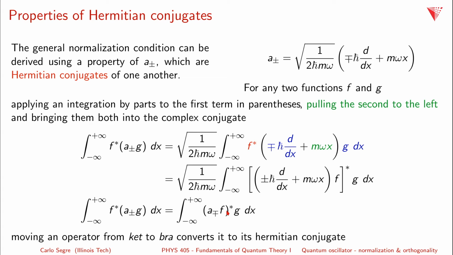So what this means is that the a plus converts to a minus and the a minus converts to a plus. And that's the meaning of a Hermitian conjugate. If we move an operator from the ket, which is over here, to the bra, which is over here, it turns into its Hermitian conjugate. And we'll say more about that in chapter 3. But suffice it to say that a minus and a plus are Hermitian conjugates of each other, and that's actually a very important quantity.